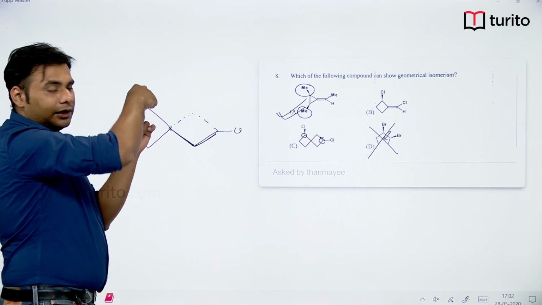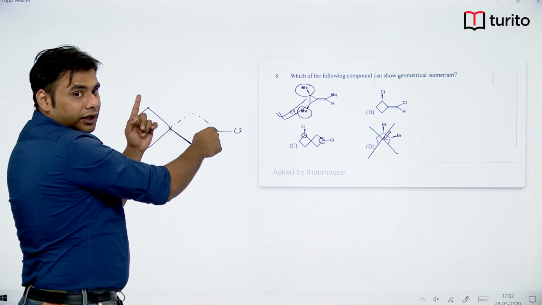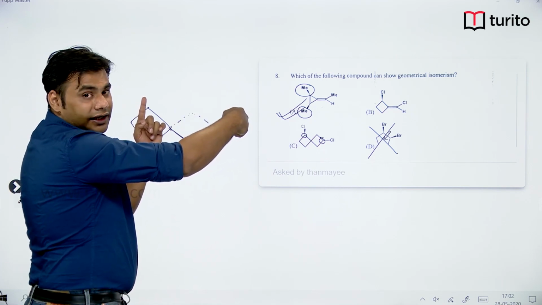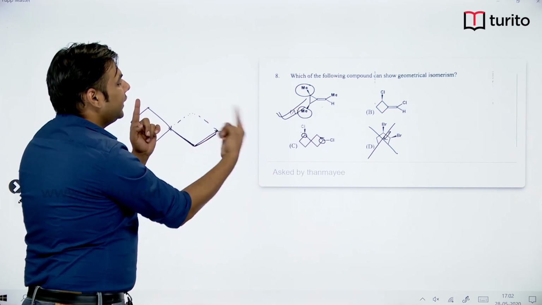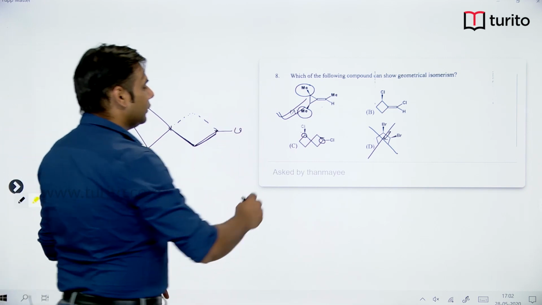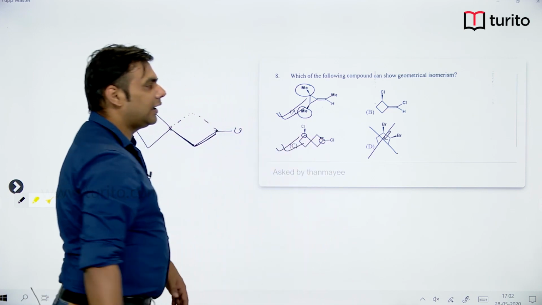So if this Cl is coming outside the plane and this Cl is also coming outside, we will say that they are cis isomers, and if this Cl is going inside, then we will say that they are trans with each other. So this can also exhibit geometrical isomerism.